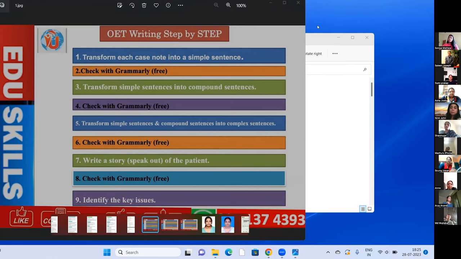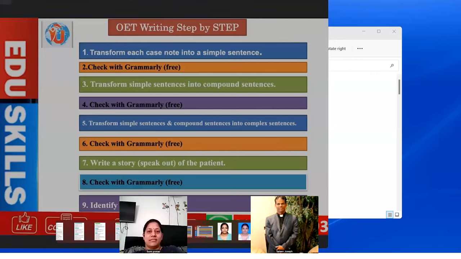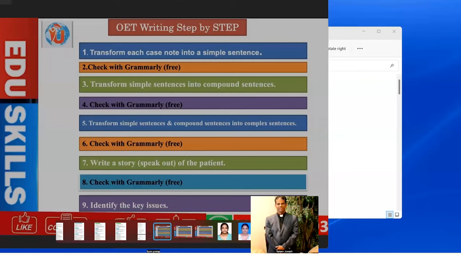Let me just introduce the 21 steps of OET letter writing. The first step is to transform each case note into a simple sentence. The second is to check with Grammarly. Here, first we make every piece of information in the case note into a simple sentence, and we check with Grammarly. For your information, Grammarly is a free app. We can download it from the Play Store or App Store, install it on our mobile phone or system, and use it for correcting our letters.